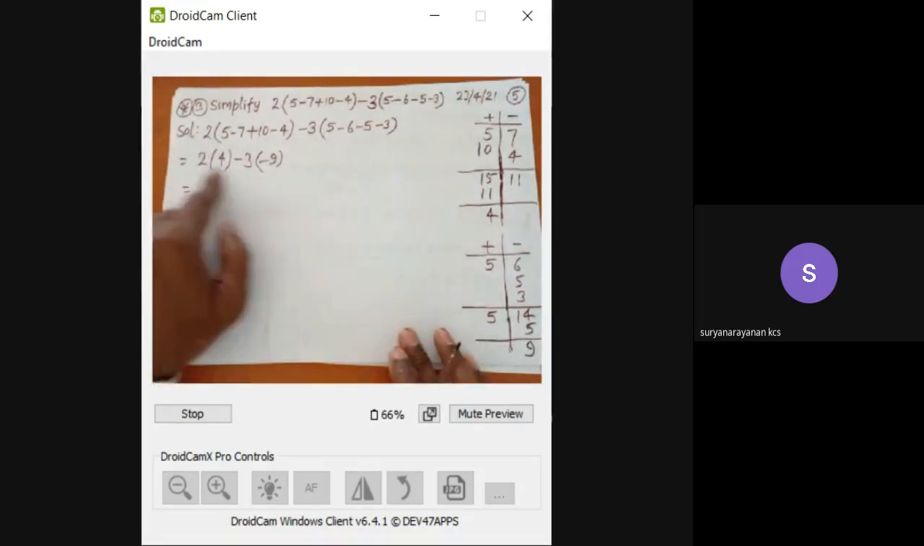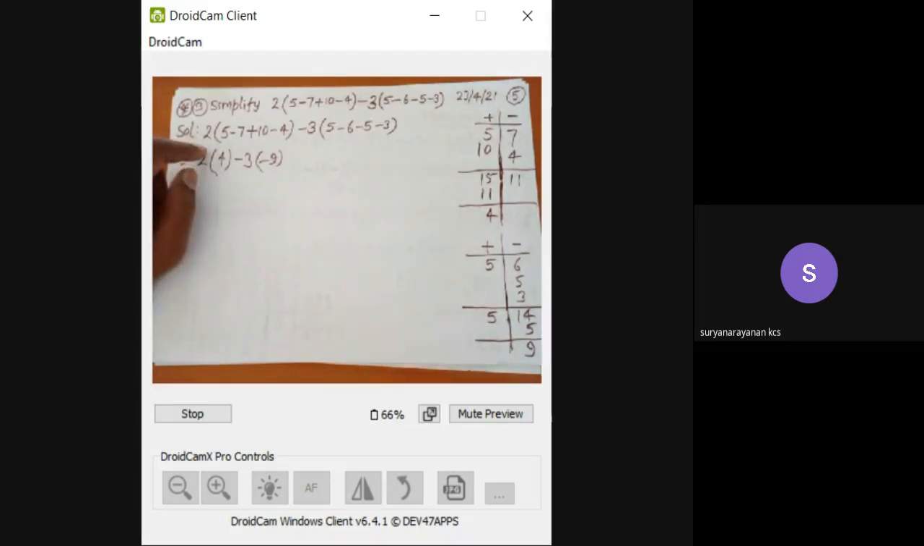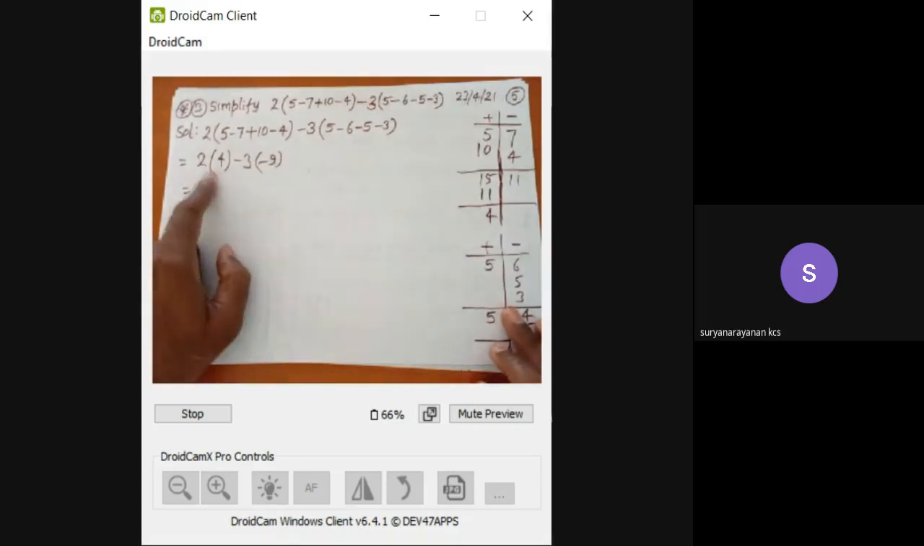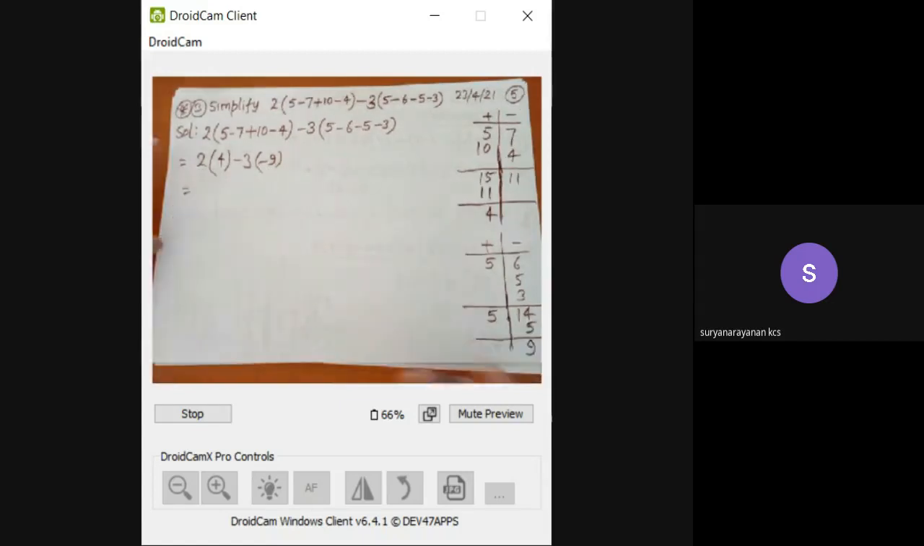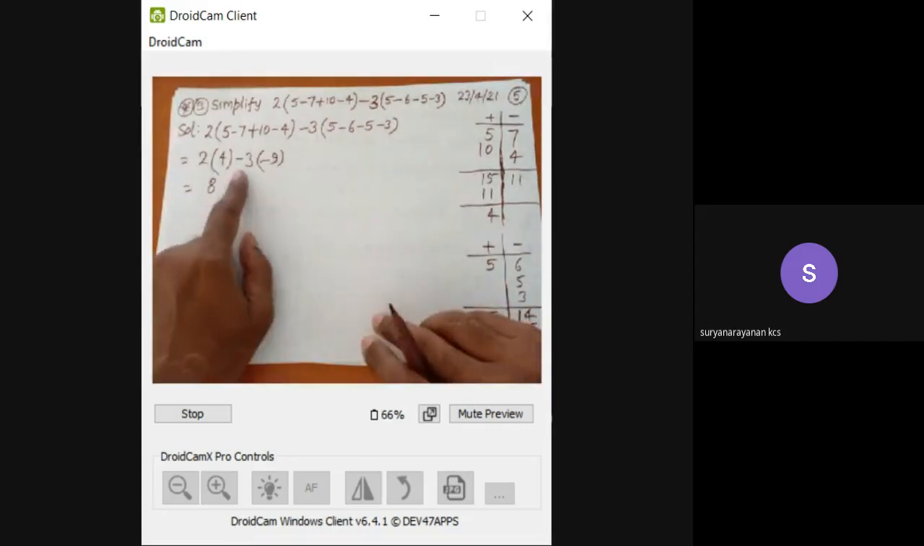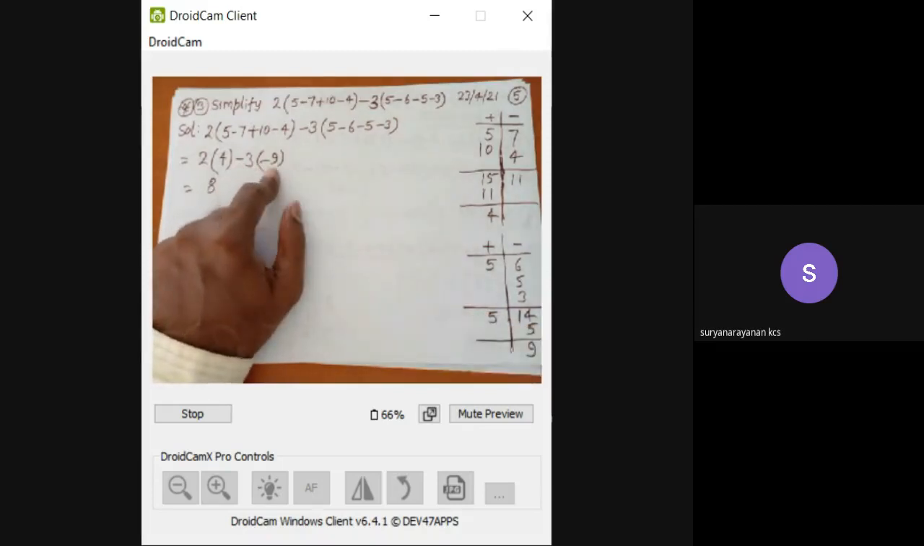Now, in this step, let us multiply these numbers. 2 4s are 8. If you observe here, 2 into 4, previously I told you, bracket means into. So 2 4s are 8. We simplified these two numbers. After that, we multiply these two numbers, minus 3 into minus 9.